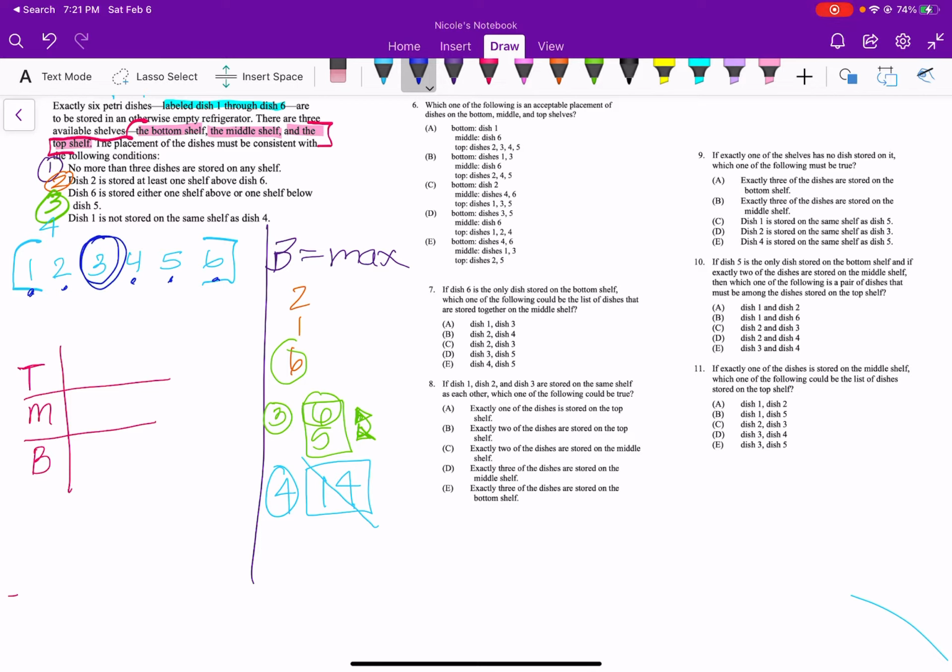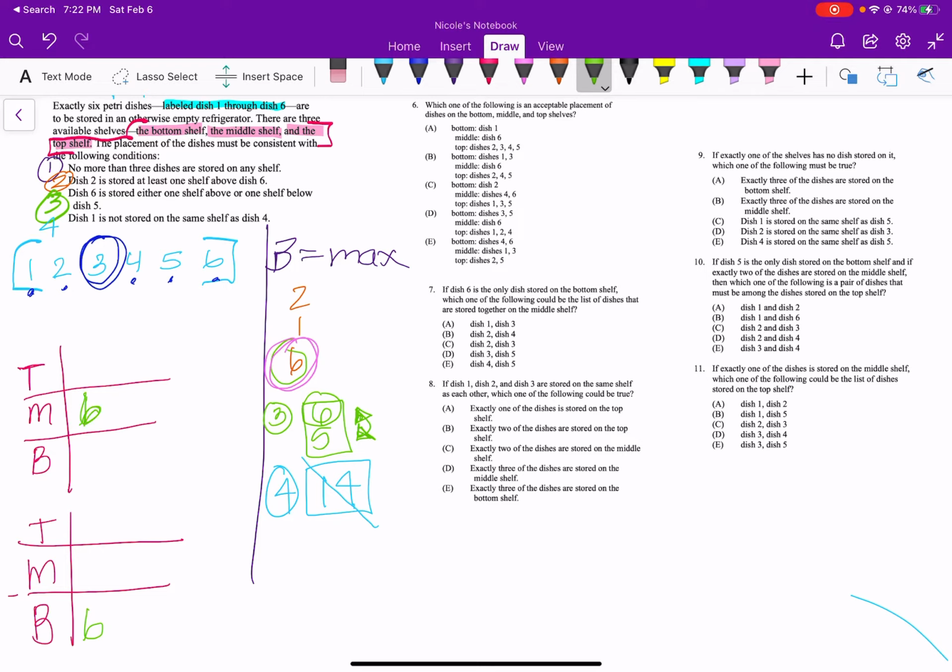So for this one, I think what I'm going to do is think about all the places that 6 could go. Can 6 go on the top shelf? No. So the only places that 6 could go are the middle shelf or the bottom shelf. So I'm going to create 2 different worlds. I'm literally going to just copy down what I already have, and create one world where I have 6 in the middle and one where I have 6 in the bottom.